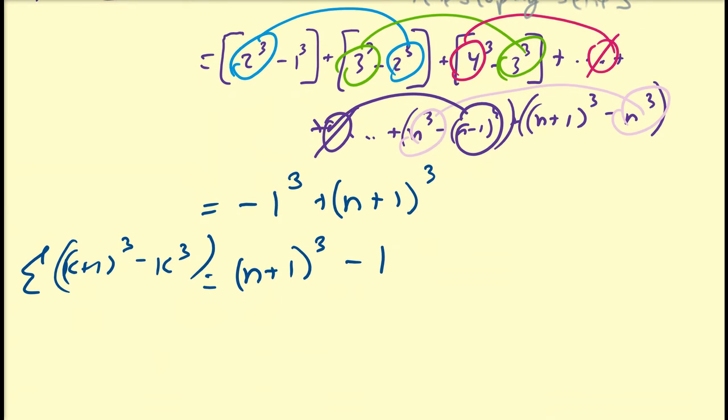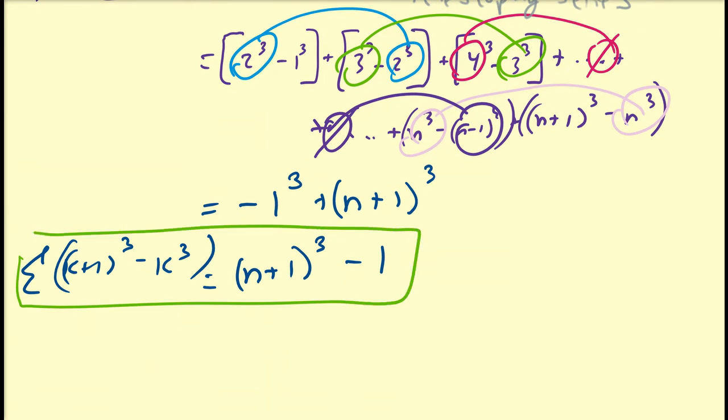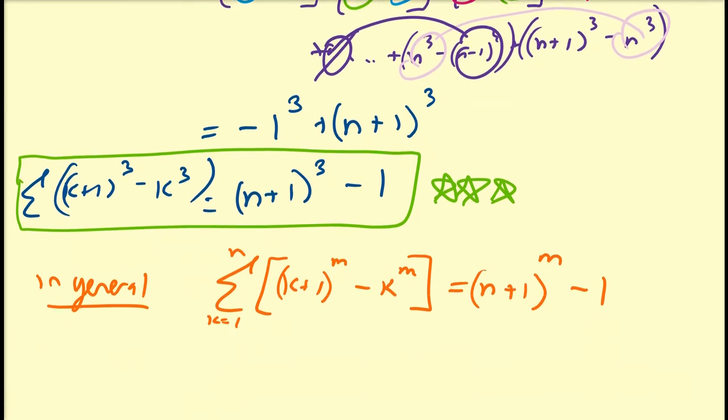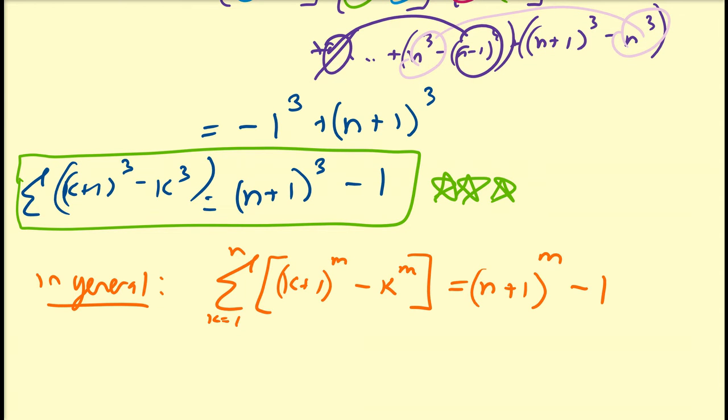This is a very interesting relationship because you can generalize it to higher powers. In general, the sum from k equals 1 to n of k plus 1 to the m minus k to the m is going to be equal to n plus 1 to the m minus 1. That's the general identity that you can prove by mathematical induction.